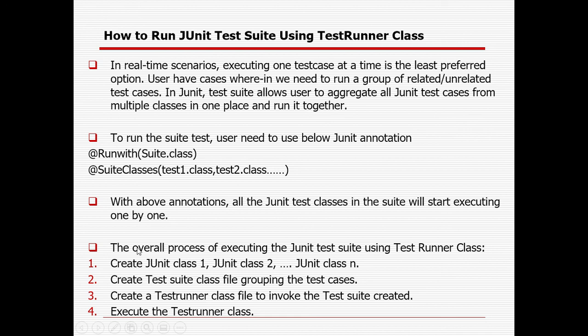So this is the process I have mentioned also here. First, you need to create multiple classes, then you need to create a test suite, where we will group all the test cases, then we will create the test runner class to invoke the test suite created, then we will execute the test runner class, so that in case of any failure, you can get the failure details instead of going to the JUnit test result. We can get the result in the console itself, at the class level, at the method level, and we can correct them.